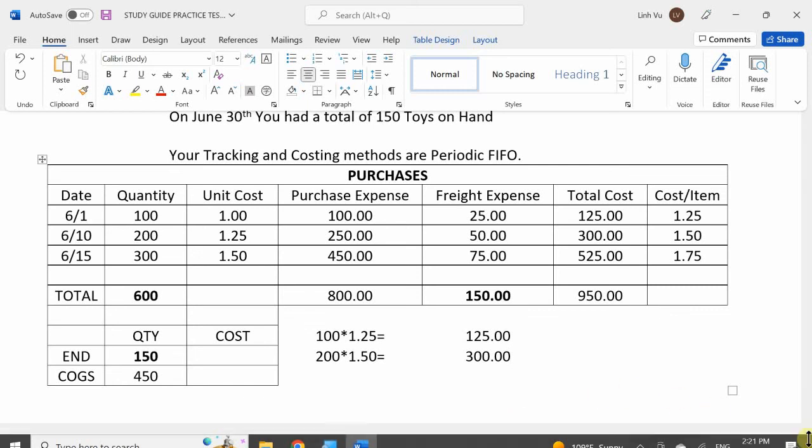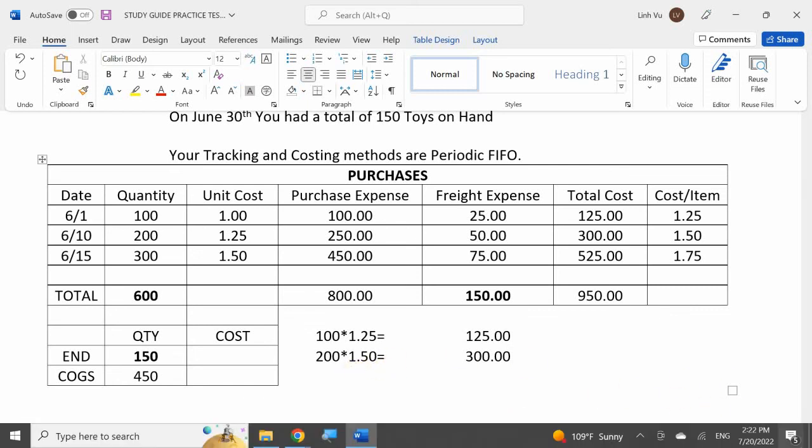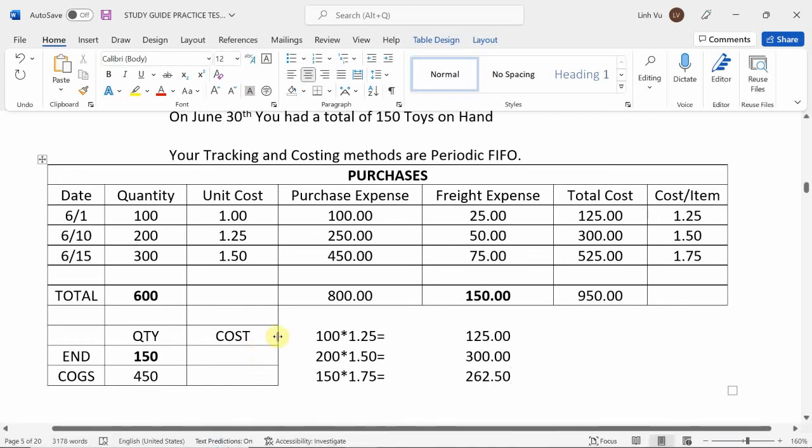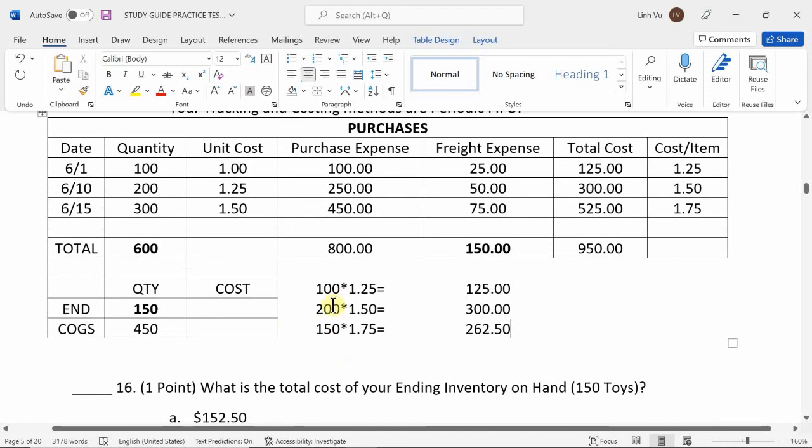150 times the $1.75. Yep, we got to sell 150 at $1.75. And what is that going to give me? All right, you could take half of 525. $262.50. $262.50. So now that I have my grand total of 450 units that I sold, what is my grand total cost?